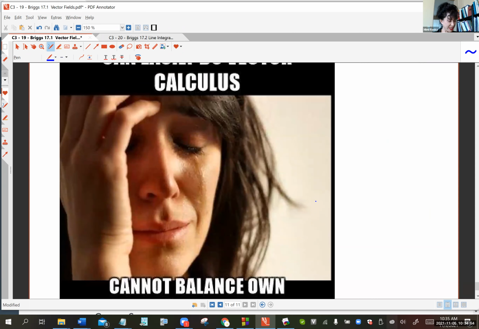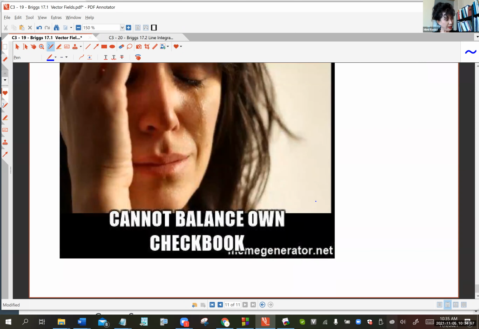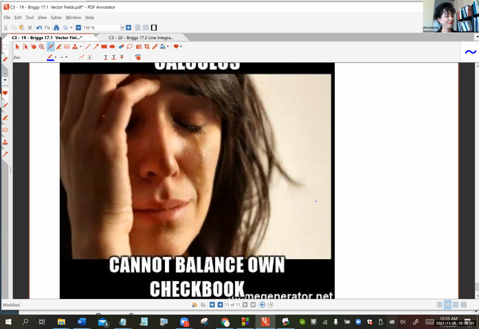And then this one, can easily do vector calculus, cannot balance own checkbook. I don't know, sometimes I feel like that.